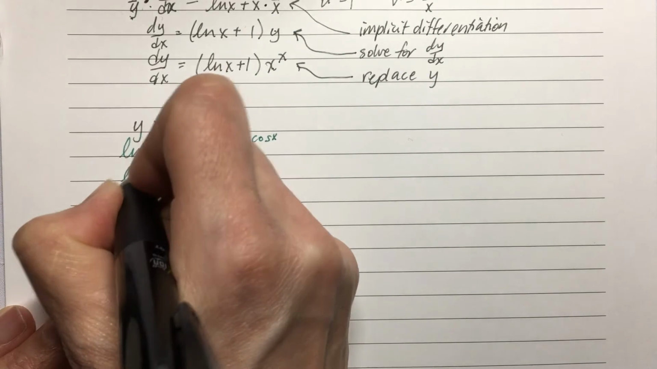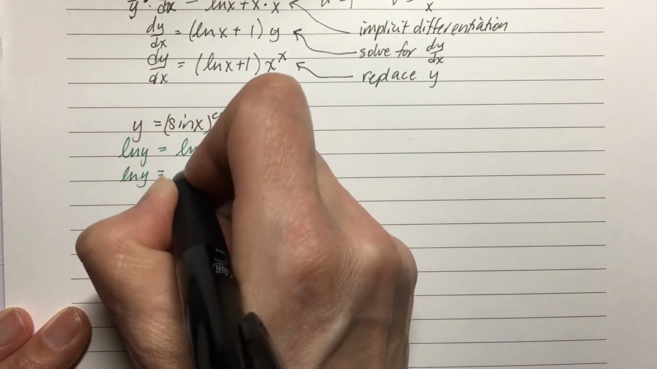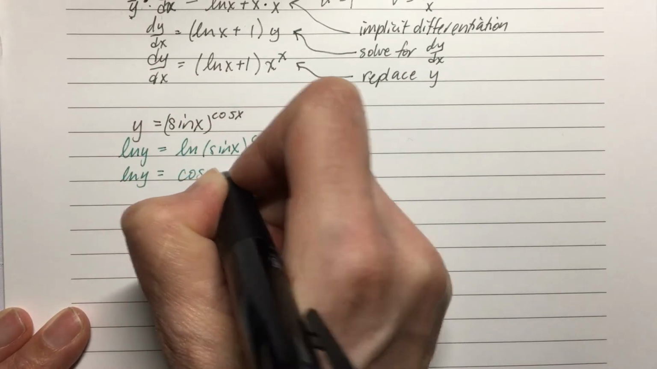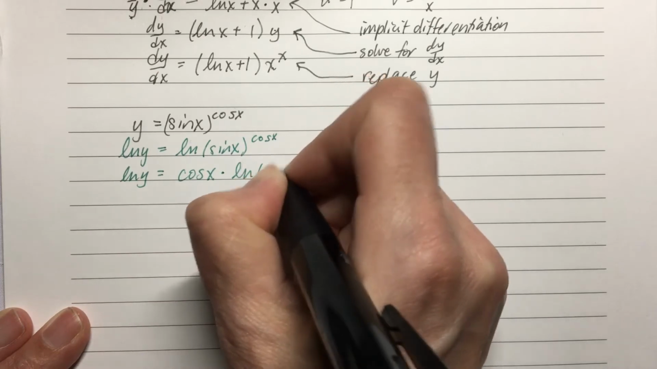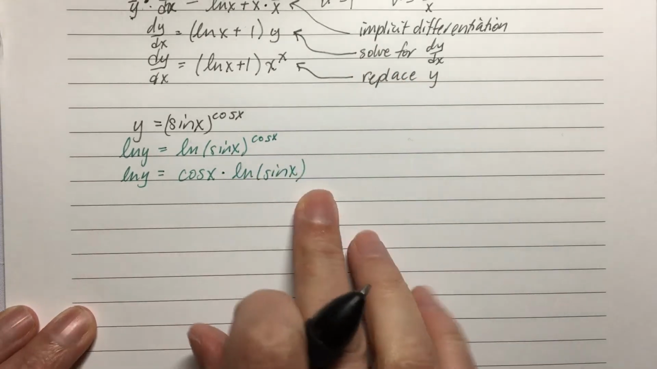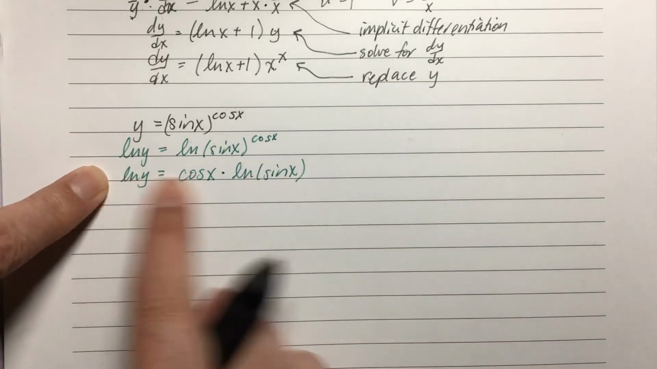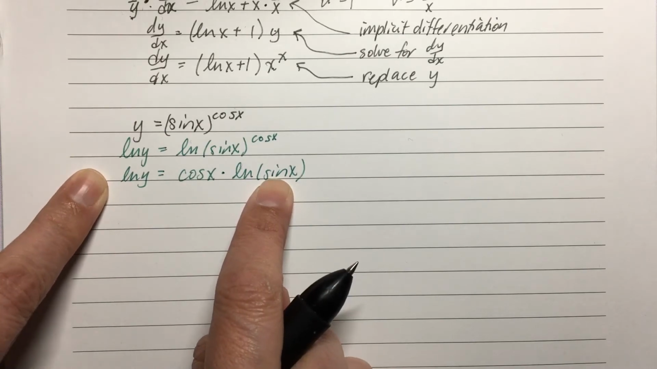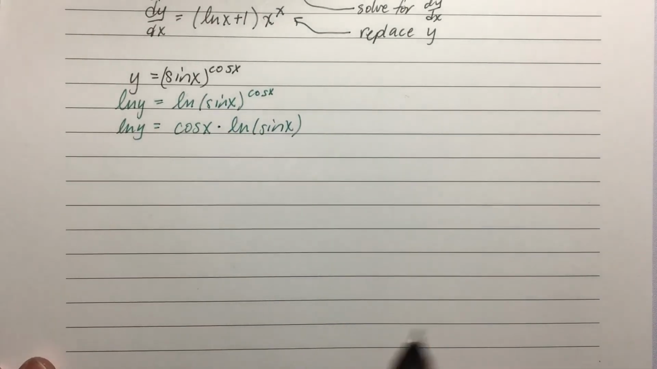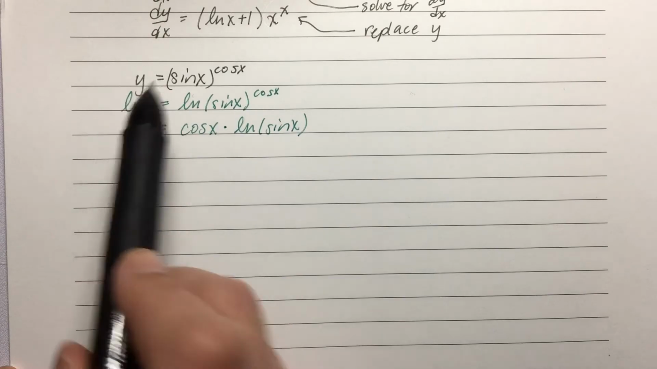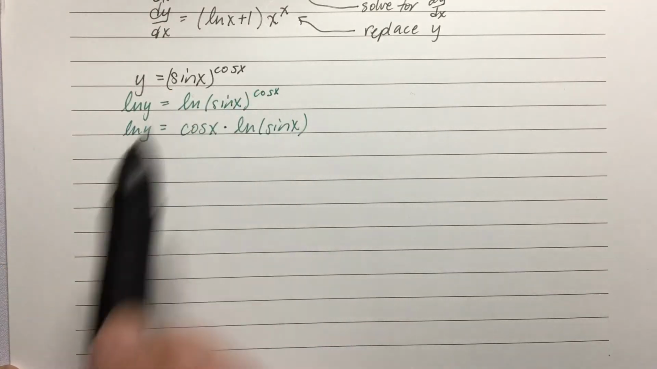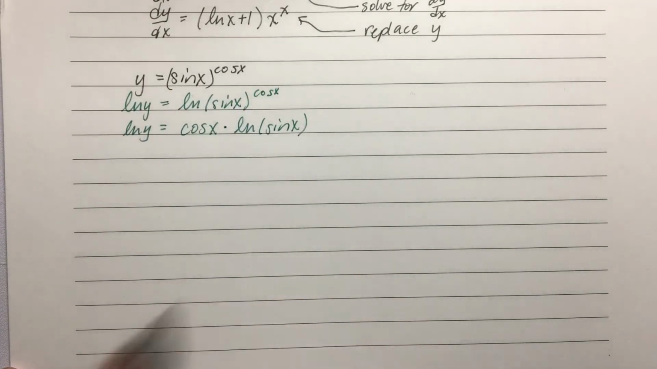And then I can bring my exponent down. So I have natural log y equals cosine x times the natural log of sine x. I know some of y'all will go straight to the second line here, the second green line, and that's totally fine. It's a reasonable amount to skip. Like when you're like, I know I'm taking the natural log of both sides, I'm going to throw that cosine x down in front. That's totally fine.